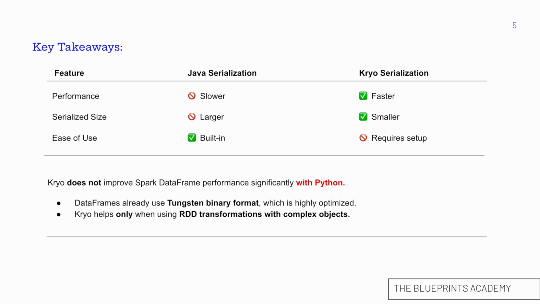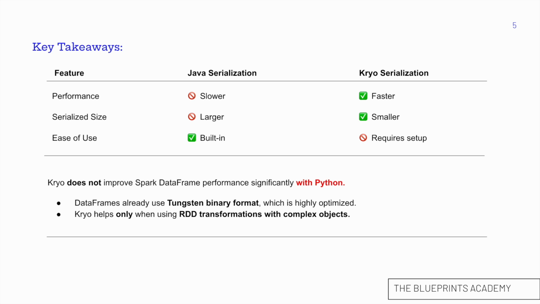Ease of use, of course, with Kryo serialization, there is something that you have to do by yourself. It does not come handy, but Java serialization is built in, so you don't have to do anything. Kryo does not improve Spark data frame performance significantly with Python. So you should keep this in mind. This is just for Scala. If you are using Scala with Spark, then only Kryo serialization is going to help you in a much bigger way.